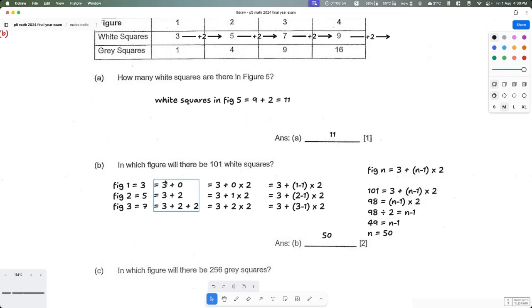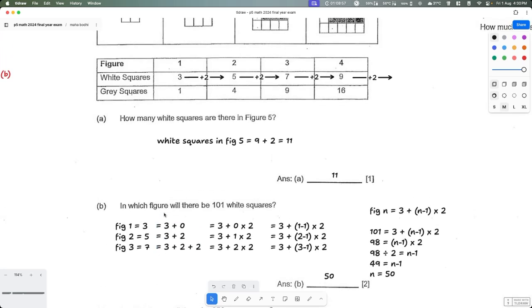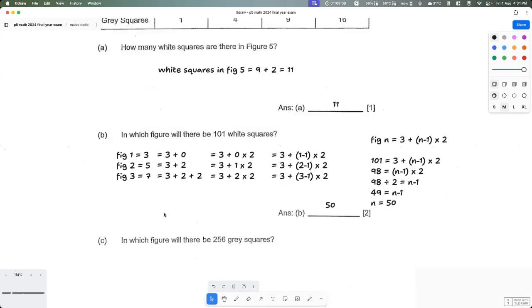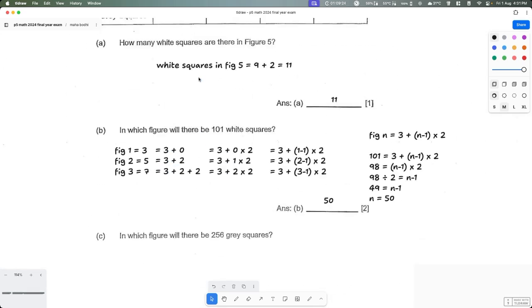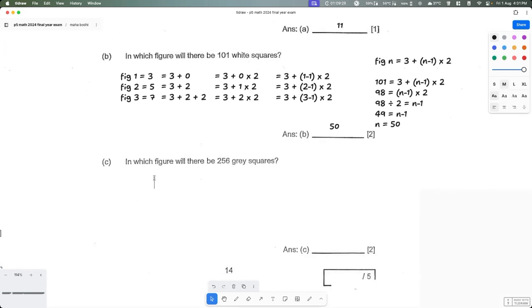All right. Let's move on to C. In which figure there will be 256 gray squares. So gray squares over here is a bit different. Okay, this one is actually pretty straightforward. Figure 1 is equal to 1, figure 2 is equal to 4, figure 3 is equal to 9, and then figure 4 is equal to 16.